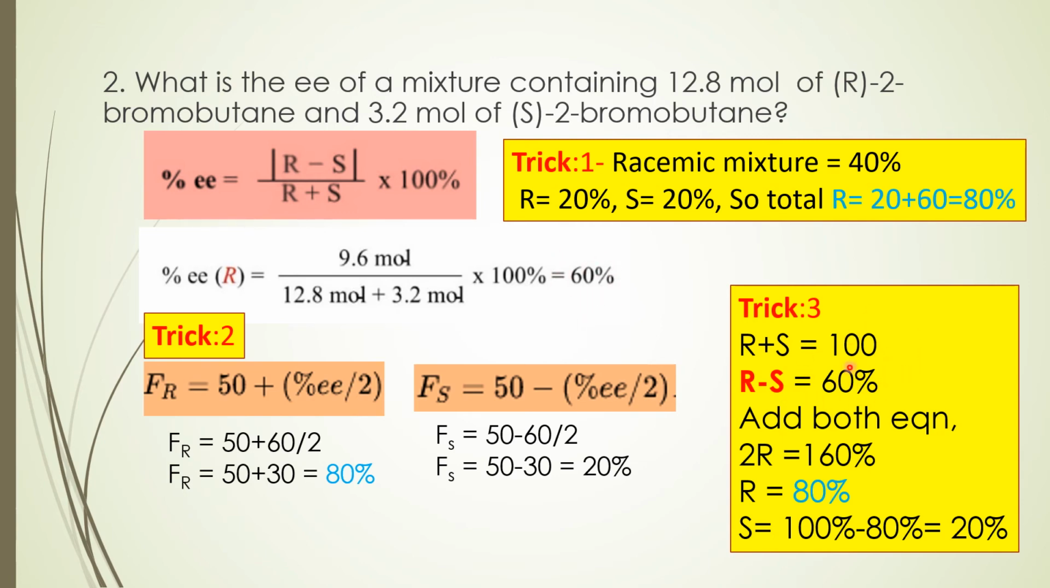Just add these two equations. So S gets cancelled. Only 2R will be there. 2R is equal to, if you add 100 plus 60, 160%. So R is equal to 80%. 160 divided by 2 means 80%. Okay, if R is equal to 80%, then S is equal to 100 minus 80, which gives 20%. This is another way. This is also an easy way. These two ways we can take easily. Okay, you can do it.